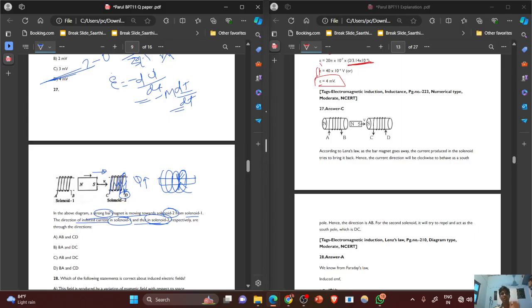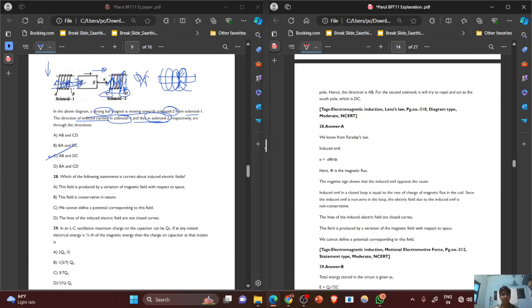So if the current is in this way, from C to D, it will increase. So it should be in the direction of D to C, because if the current is in this way, then it will increase there. But Lenz's law says it can't. It opposes the cause. So current will be from D to C. So two options are there, and here the flux is decreasing, so it wants to increase the flux. So current will be in this direction, from A to B, so that the net flux will be in this direction. So option C is your correct answer.